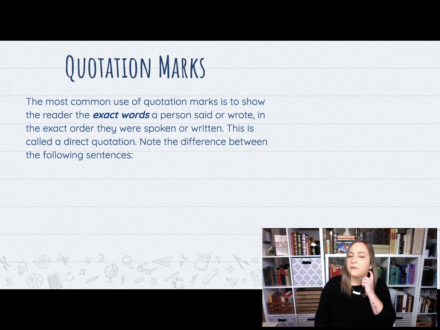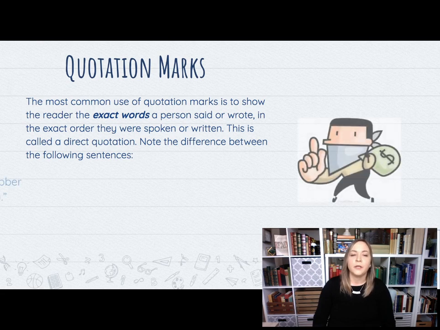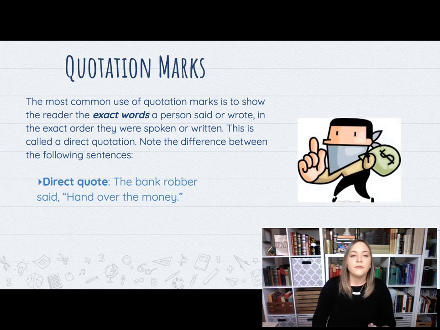The key is here, if you make any alterations, you delete a word, you shift something slightly, you have to note it inside quotations. So that's what I mean by the exact order they're written or spoken. Here's the difference between, guys, a direct quote and an indirect one. The direct quote: the bank robber said, "Hand over the money." In this scenario, these are the bank robber's precise words.